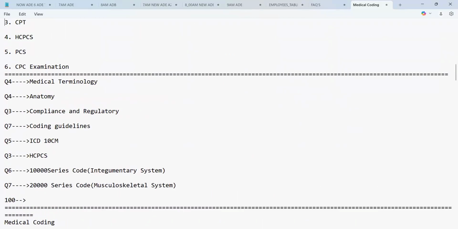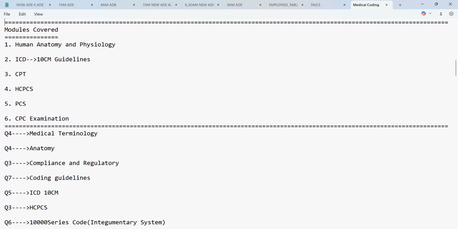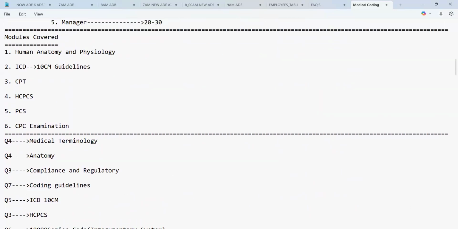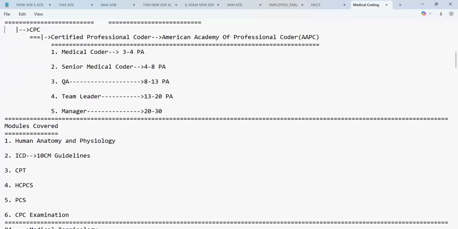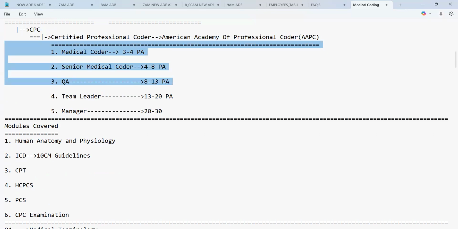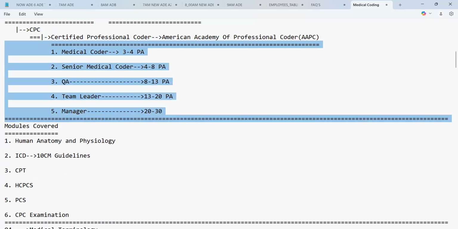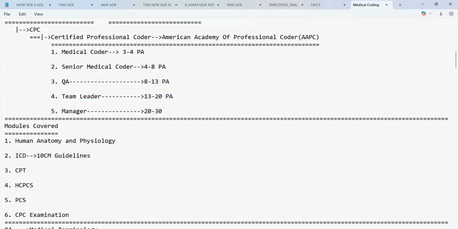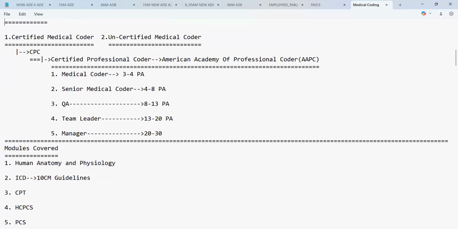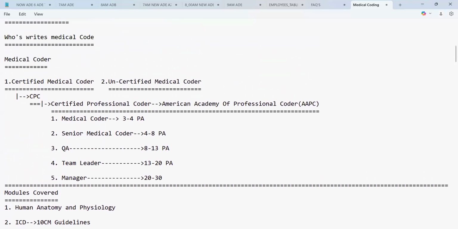We can also see the modules covered in this course, which were discussed here. These are the modules we cover. As for certification in coding, you will have the first one, basic certification as a medical coder, and then the senior medical coder, quality analyst, team lead, and managers. All these are the hierarchical levels you will have in medical coding.